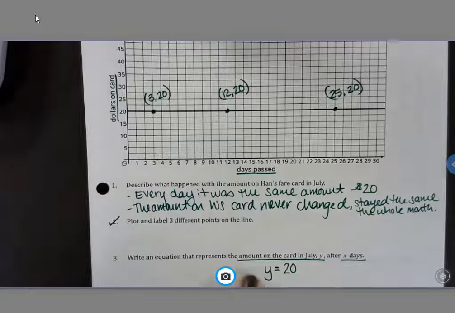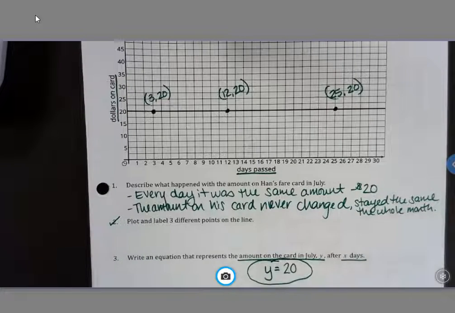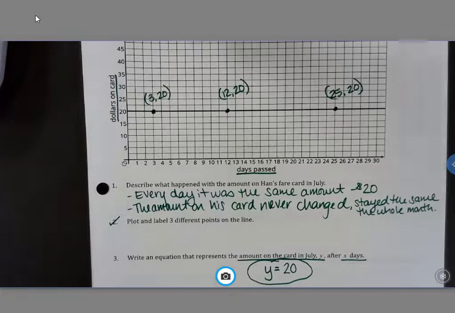Because if Y represents the amount of money on his card in July, it never changed. It was 20 no matter what day in July it was. So it doesn't even matter that X represents days because Y represents the amount on the card in July. And in this scenario, it doesn't change. So the equation is just going to be Y equals 20. Because at all of these points, it was still $20 on his card.